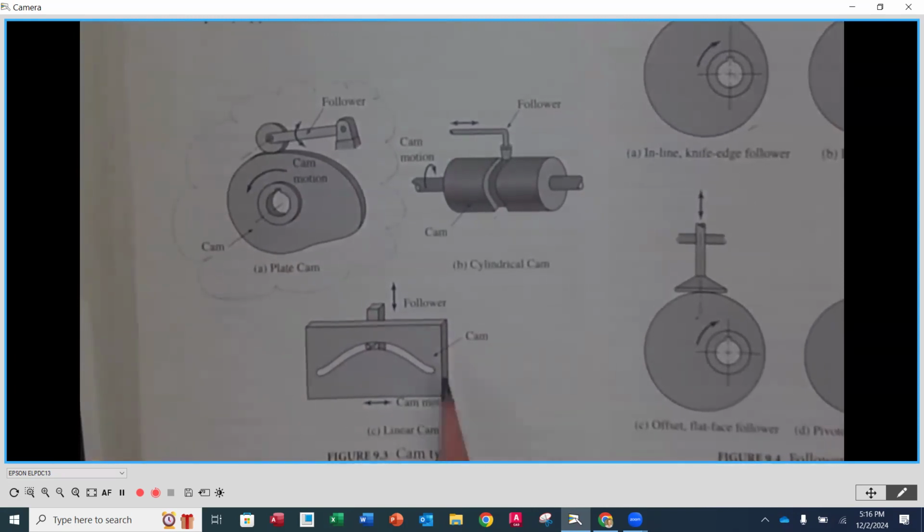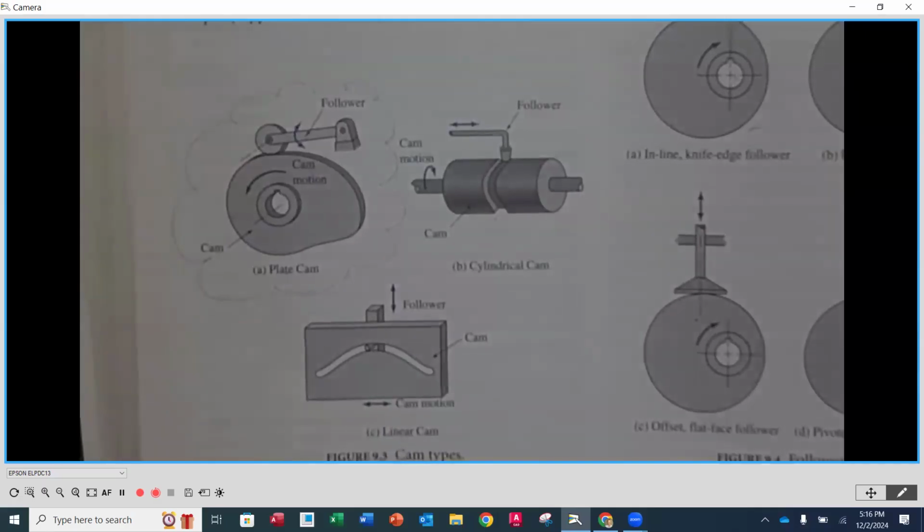This is where our cam input is actually going horizontally back and forth. And then the follower, because the peg is in the groove that we see here, is going to then go up and down. Okay, so a couple different ways, but we're going to be focusing on the classic, if you would, plate cam arrangement here.